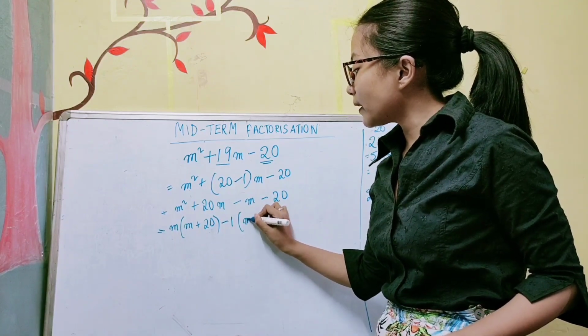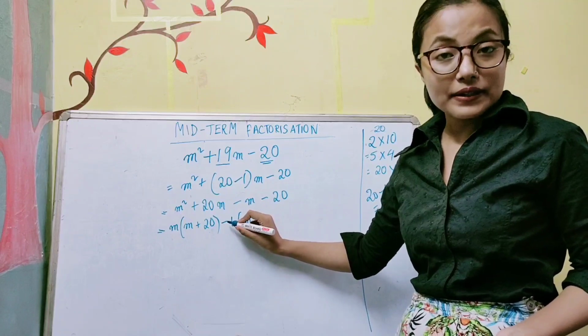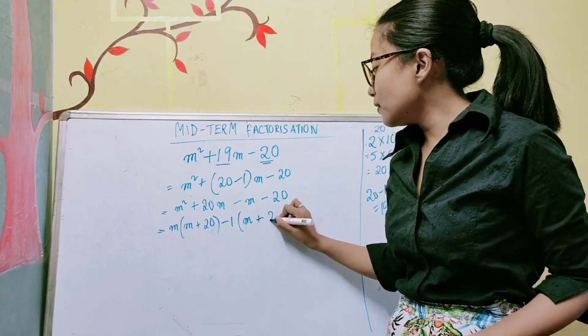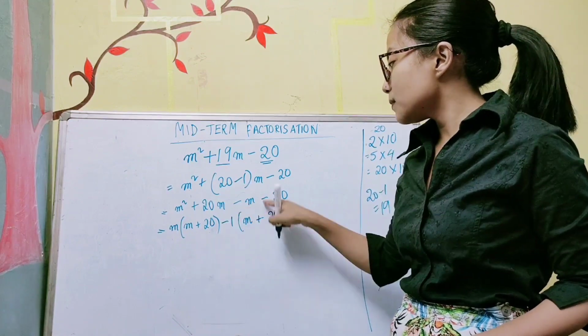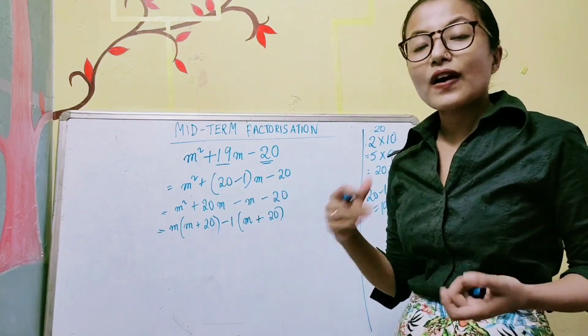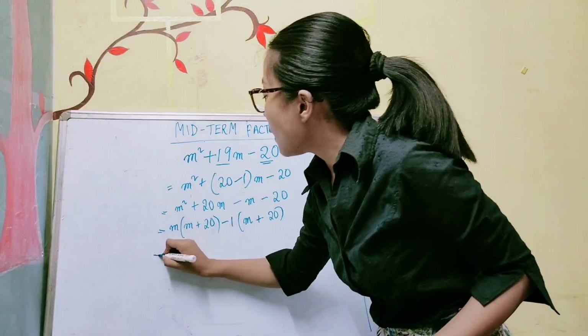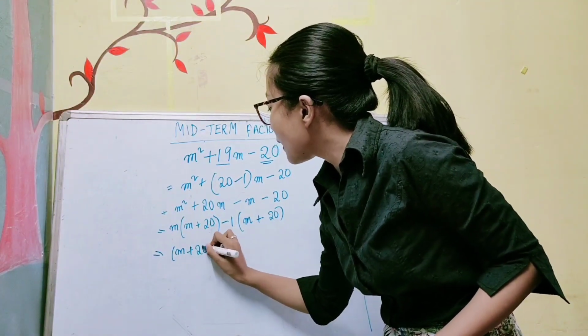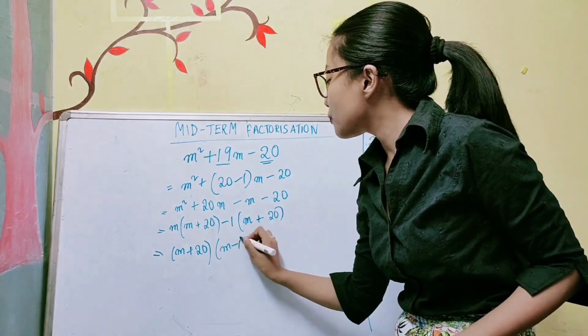Then inside the bracket, m will be there. And since I have taken minus common, the sign will change inside the bracket. This will become plus and then 20, because minus 1 into plus 20 is minus 20. Okay? The value should not change. Now, out of this, again, m plus 20 is common. And then what is left? M minus 1. So this is my answer.